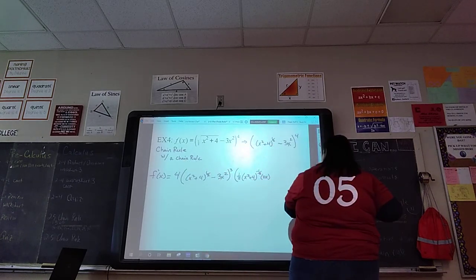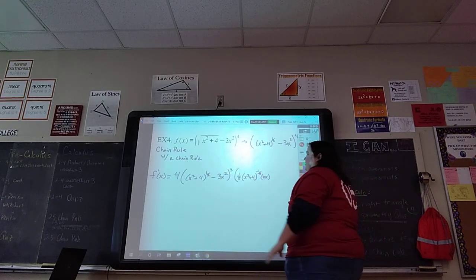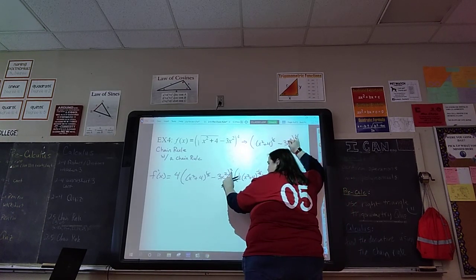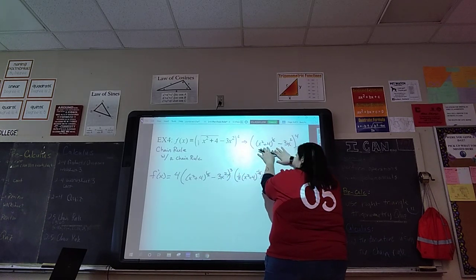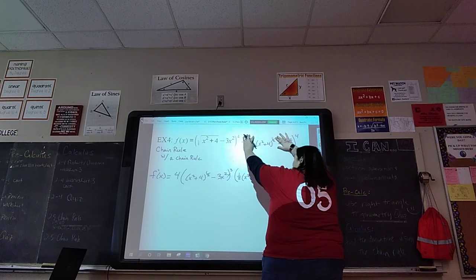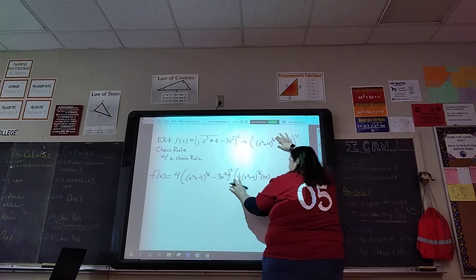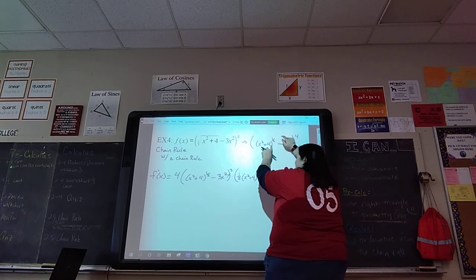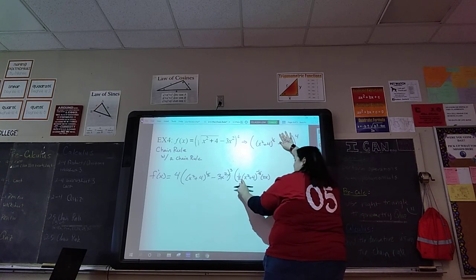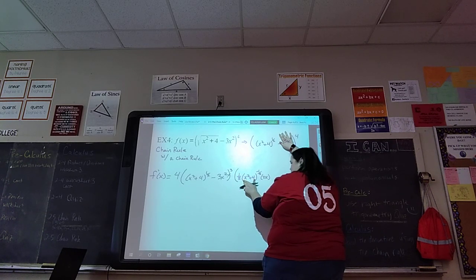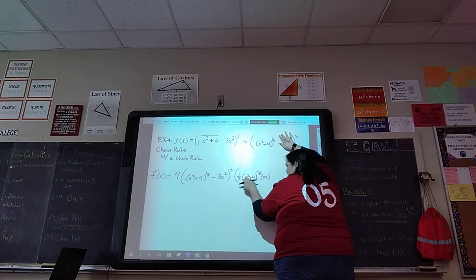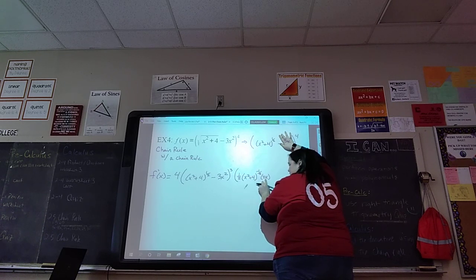Alright, so we started with the 4. The 4 moved out in front, the inside stuff did not change, and the new exponent was 3. Then we moved to the inside derivative, which had another chain rule, so we followed that same pattern. The 1/2 moves out in front, the inside stuff again didn't change, and the new exponent is -1/2. But then we have to finish the chain rule on the inside, because we have to take the derivative of the very inside part. So that's where the 2x comes from.